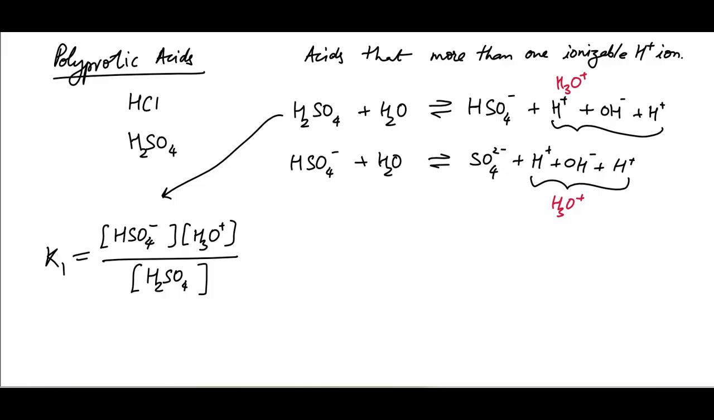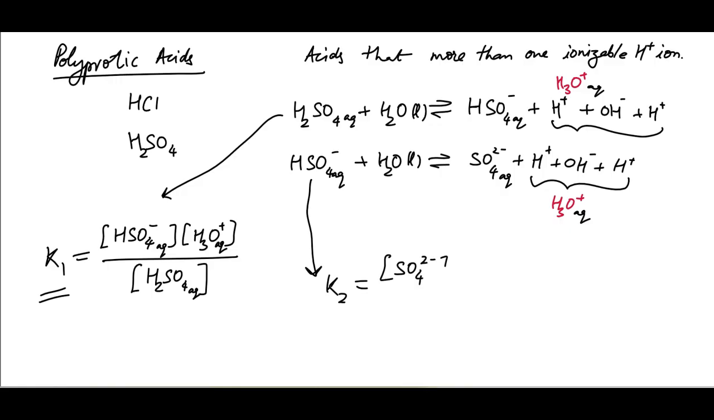Now what we will do here is write the states: the right side is aqueous, this is also aqueous, maybe here aqueous, liquid, aqueous, and aqueous. Now this is the first ionization constant of this base. The second ionization constant is K2, which is again the concentration of the products. In this case it is SO4 2 minus, sulfate ion, aqueous, multiplied by the concentration of H3O plus aqueous, divided by the reactant concentration.